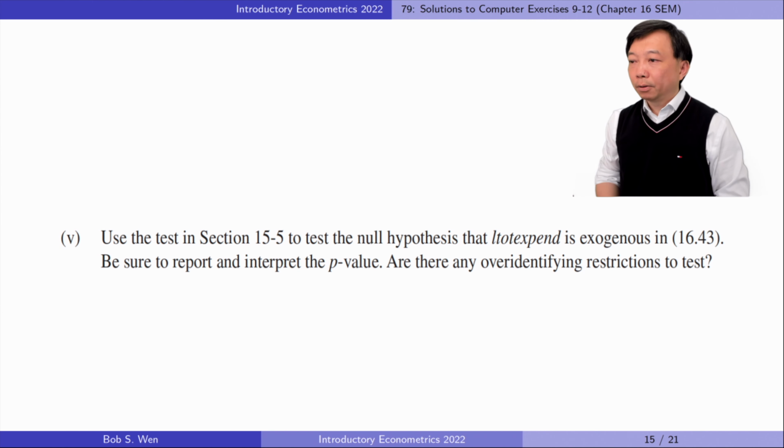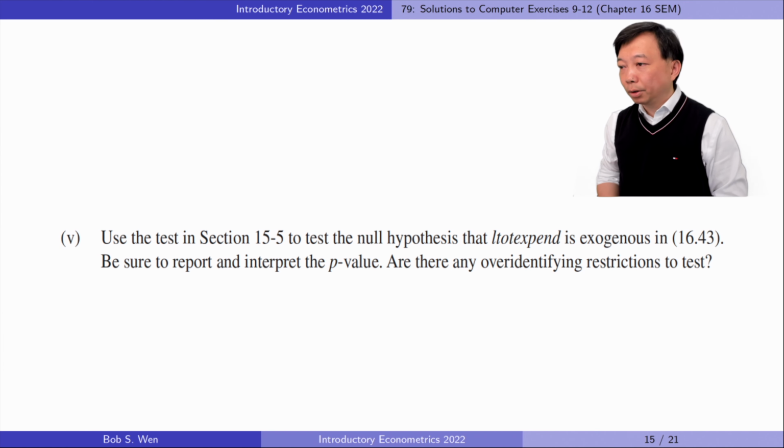In Part 5, use the test in section 15.5 to test the null hypothesis that the log total expenditure is exogenous in 16.43. Be sure to report and interpret the p-value. Are there any over-identifying restrictions to test?